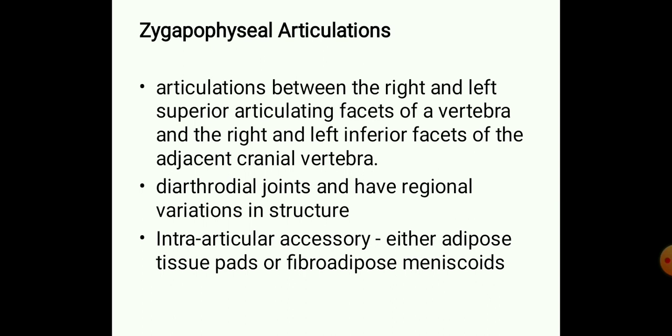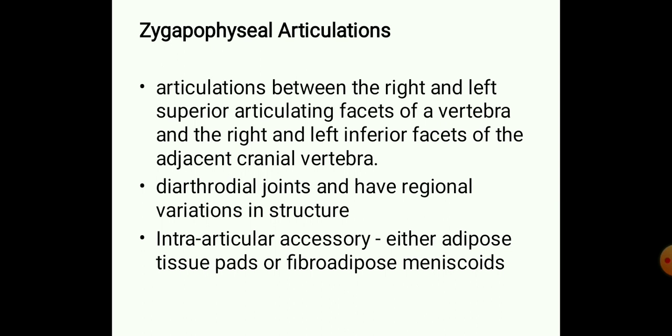In the zygapophyseal joint, there can be some kind of intra-articular accessory structures, either adipose tissue or fibroadipose meniscoids. These accessory structures may increase the mobility, limit the mobility, or support the joint structures. They appear to be of several types, but most are classified as either adipose tissue or fibroadipose meniscoids.